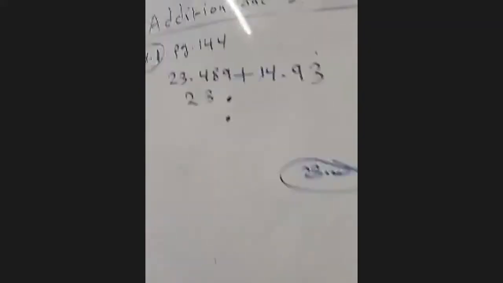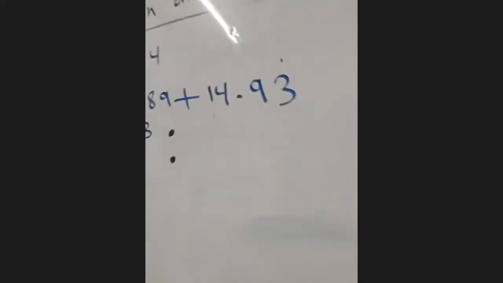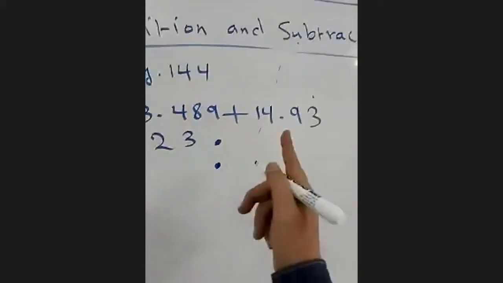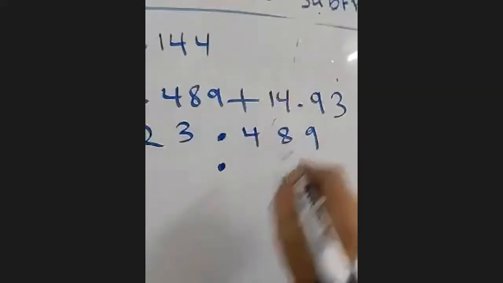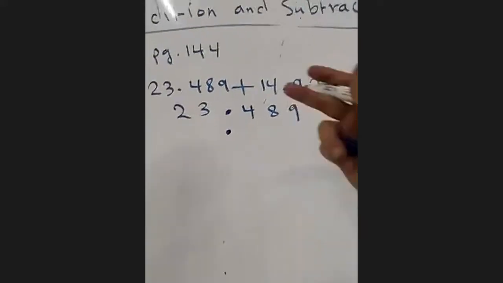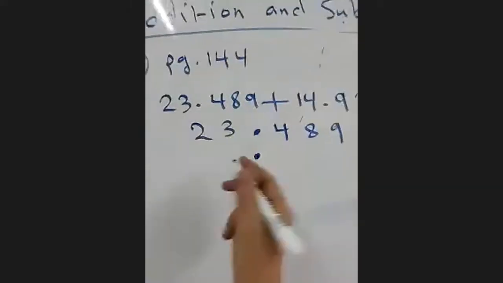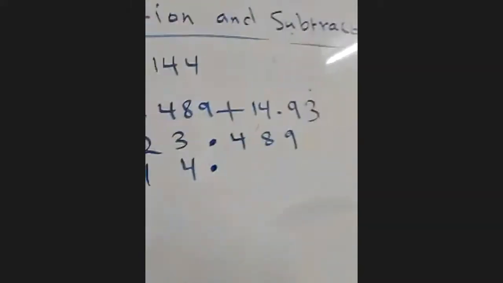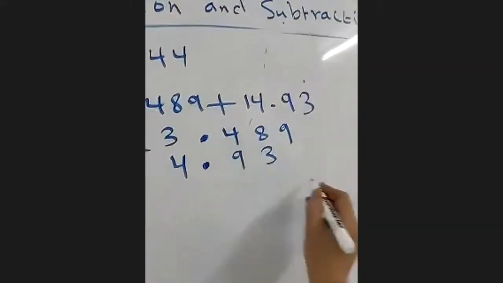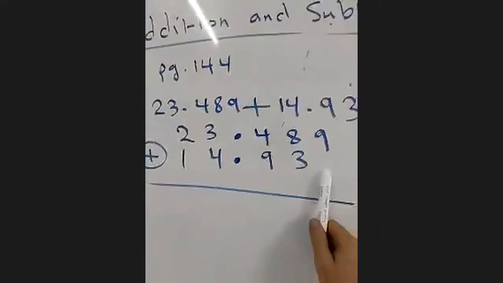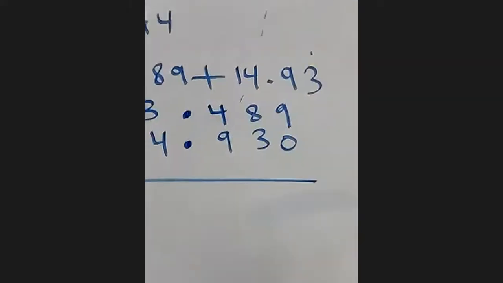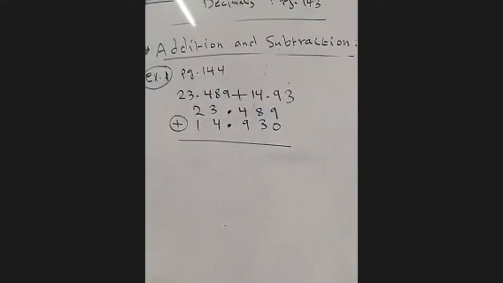Now, 2, 3, then 4, 8, 9. And let's align the second number under it. 1, 4. This is 1, 4. 93. This is 93. Add. Here we have one empty space. If you have empty spaces, you can fill them with zeros.